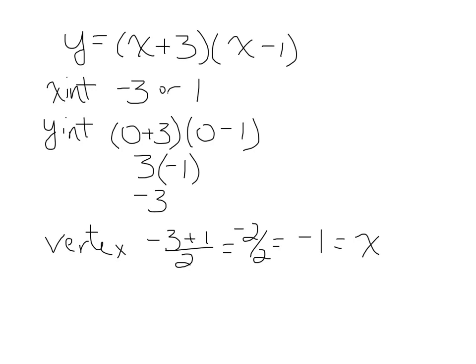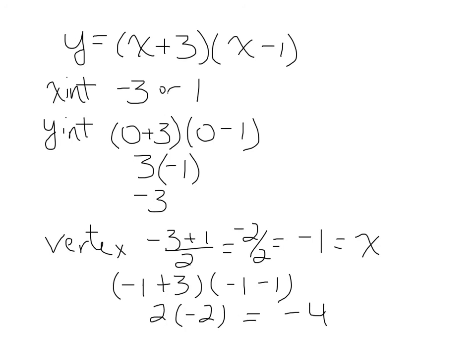But you still need to find the y value for the vertex. So we do exactly like we did with the y-intercept. Where the x is, you just write negative 1. So negative 1 plus 3 and negative 1 minus 1. Parentheses first, negative 1 plus 3 is 2. Negative 1 minus 1 is a negative 2. 2 times a negative 2 is a negative 4. So we have negative 1, comma, negative 4.